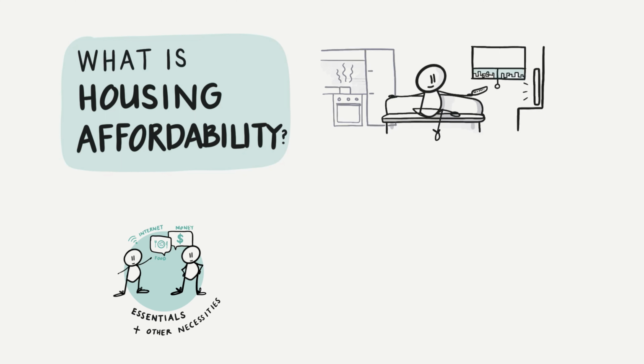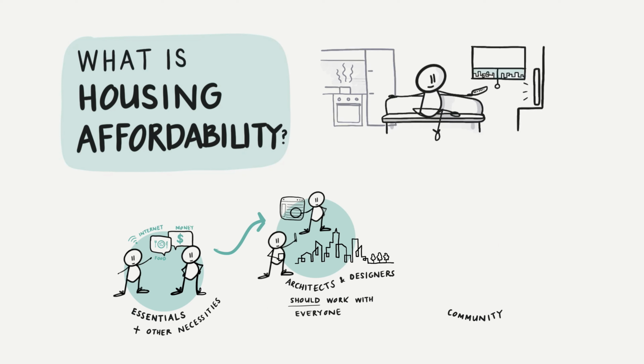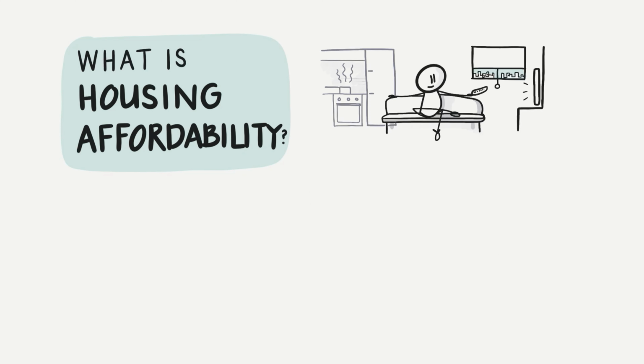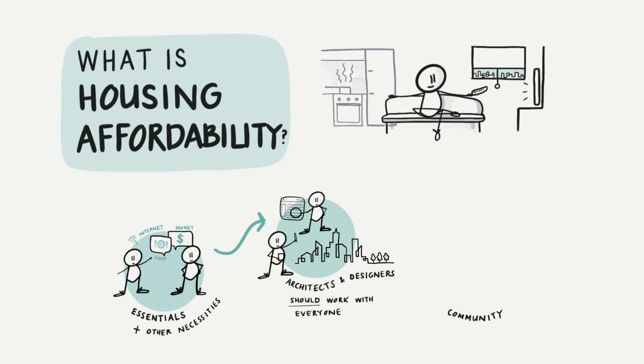Of course, what this means does vary according to the individual and their income level, which is why architects need to focus on improving housing affordability for both low-income families in social housing and those looking to get onto the property ladder or build their dream home.